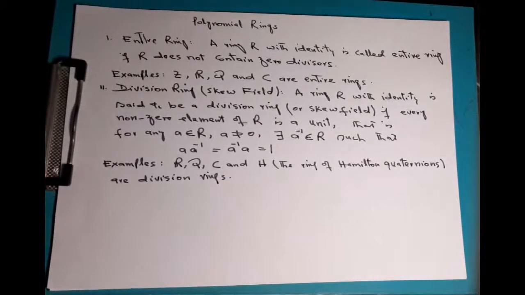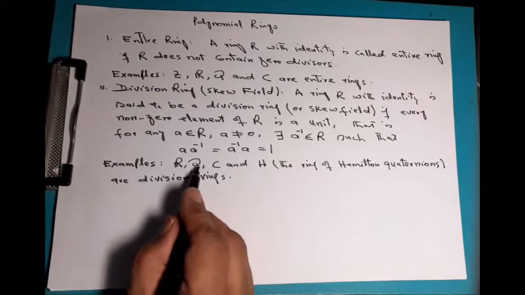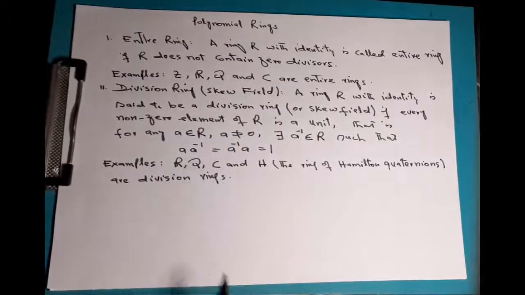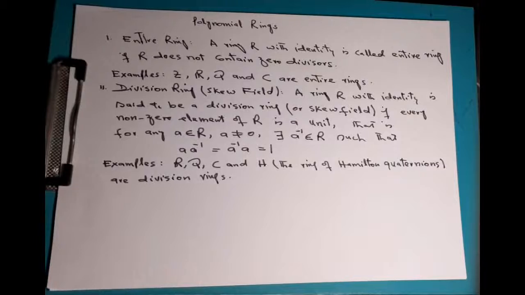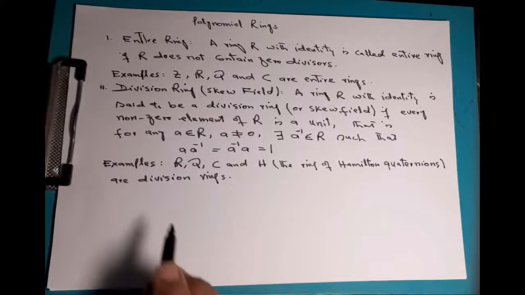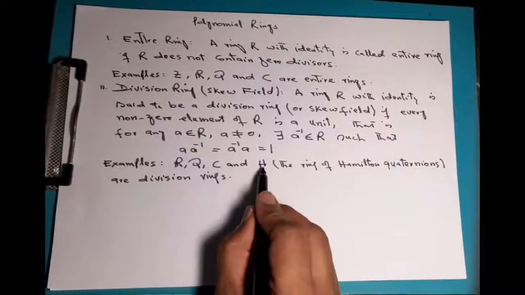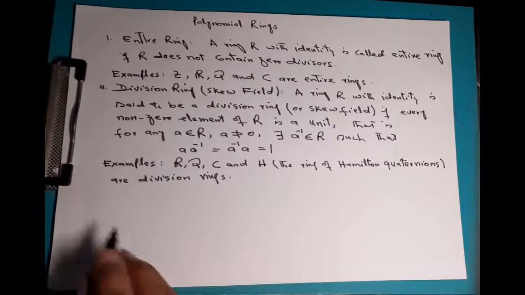From these division rings, the ring of real numbers is commutative. Q the ring of rational numbers is commutative. C the ring of complex numbers is commutative. But H the ring of Hamilton quaternions is not commutative. However, this is division ring. So the division rings which are commutative are called fields. So in fact, ring of real numbers is a field, Q is a field, C is a field, H is not field. So we come to next definition, and that is definition of field.